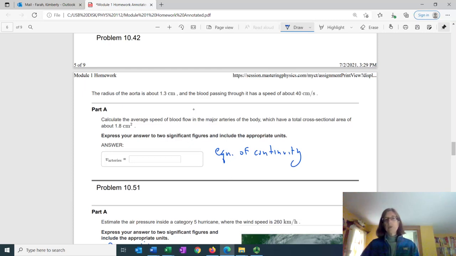Problem 10.42, you've got an aorta and the blood is passing through the aorta, and they want you to calculate the average speed of the blood flow through an artery that has a total cross-sectional area of 1.8 centimeters squared. So here you're going to use the equation of continuity that says A1V1 equals A2V2 to make that determination on the average speed.